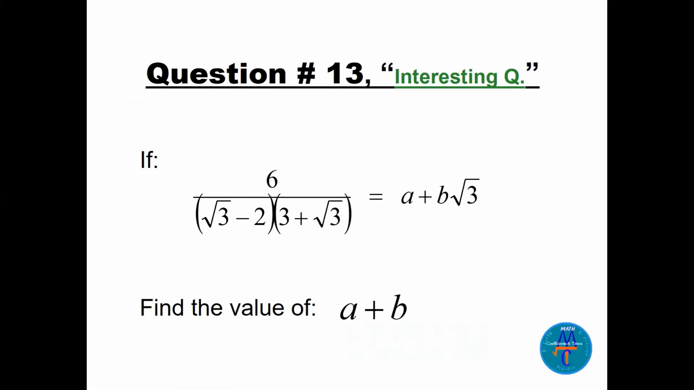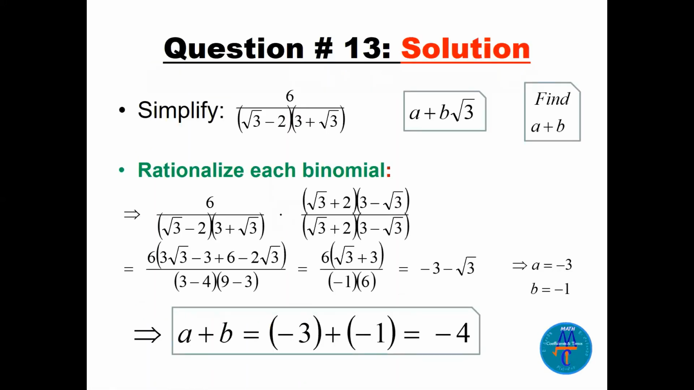Question 13 is really interesting, because I have a big expression with radicals here, 6 over all this, equal to a plus b square root of 3. I need the value of a plus b. So the idea: I take the left side, rationalize, multiply by the conjugate up and down, and then simplify until you reach this one, some numbers here. Then you can take a, you can take b, and then you add them. It's not that difficult. Rationalize each binomial.